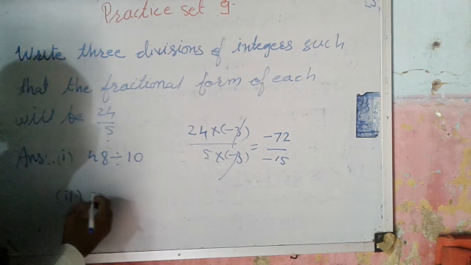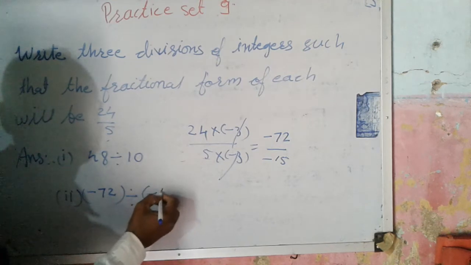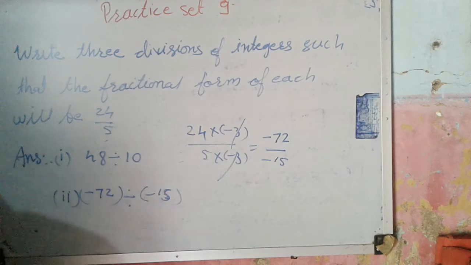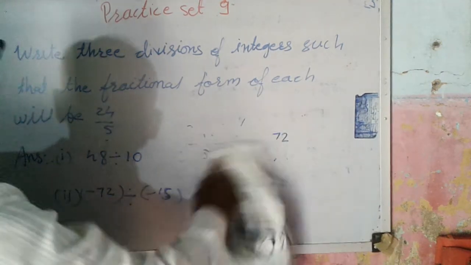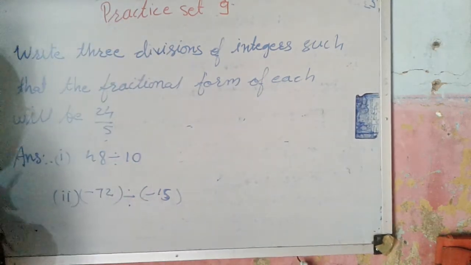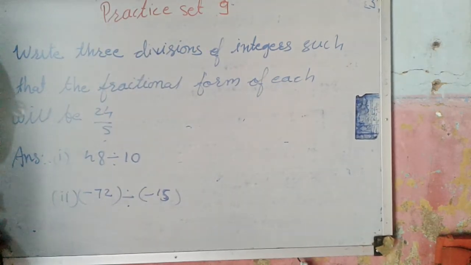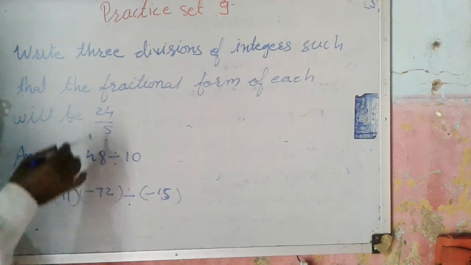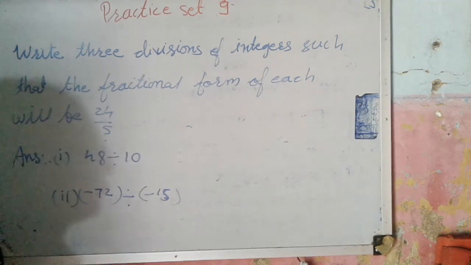That means the second pair is minus 72 divided by minus 15. So in this way, the third pair you can choose in this way. Okay. So every time your quotient should be 24/5.